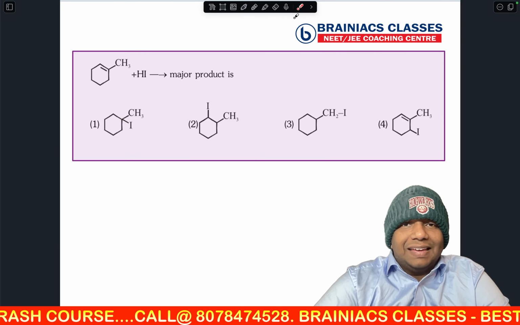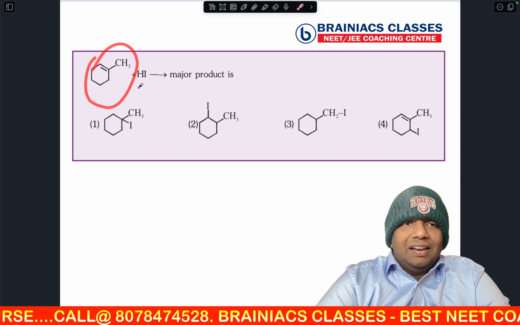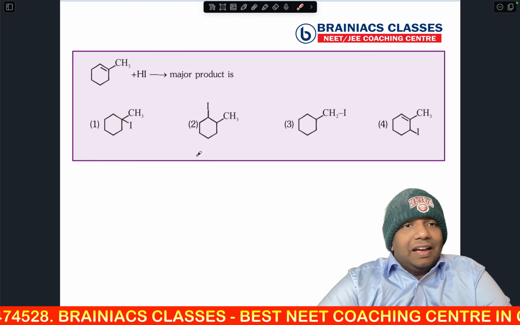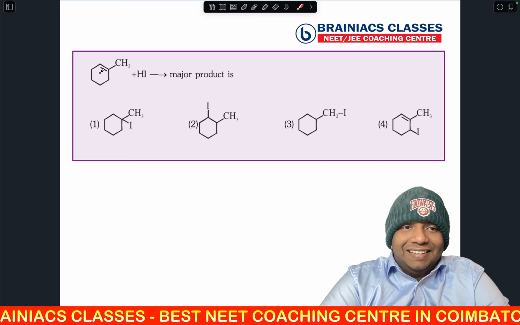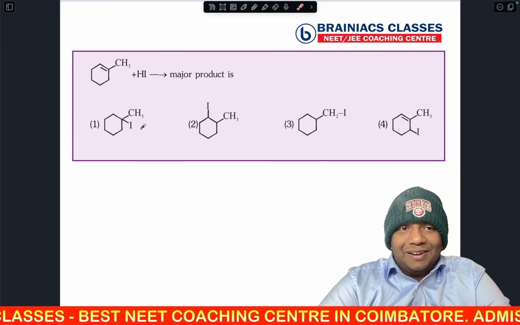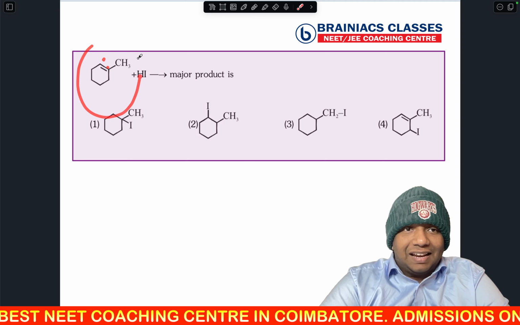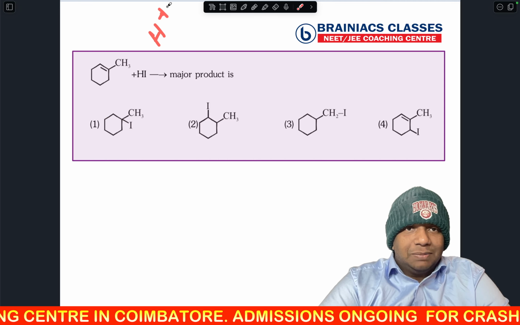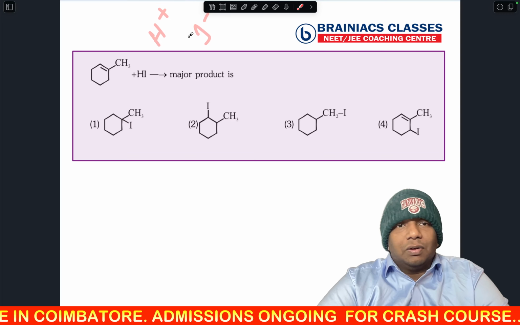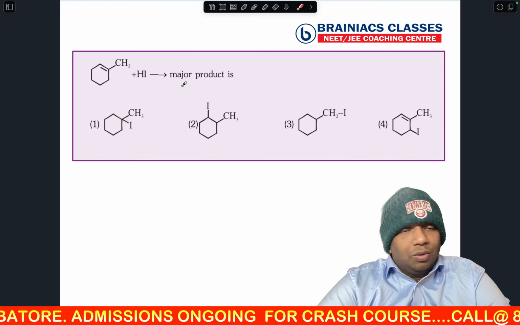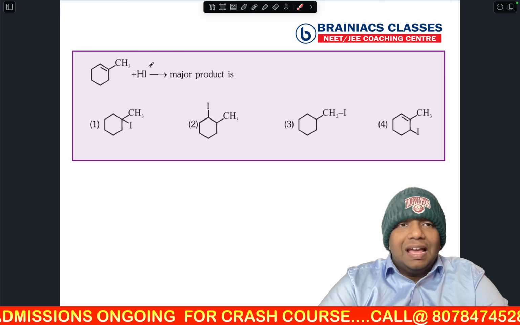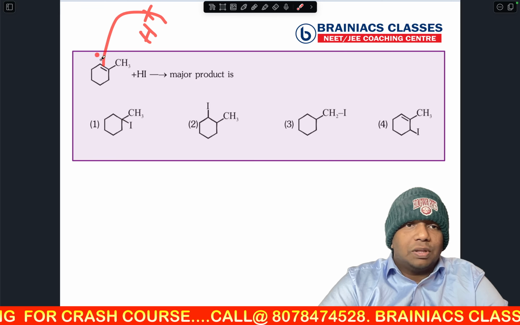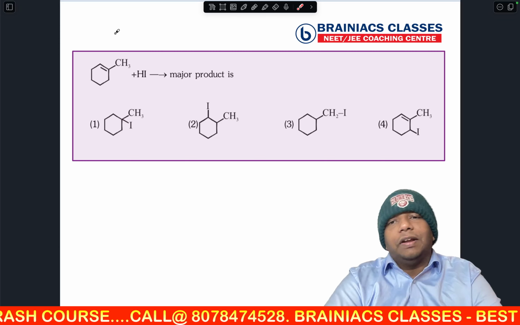So I have given a cyclic ring here. Now, treating with HI, what is the major product? Again, the fundamental remains the same. You can see the presence of a pi bond here. Because of the pi electrons, there is a negative electron cloud. So HI will undergo dissociation into H plus and I minus, because iodine is more electronegative. So heterolytic fission happens, and since the negative field is there, H plus will approach the pi bond. This much you can easily predict.